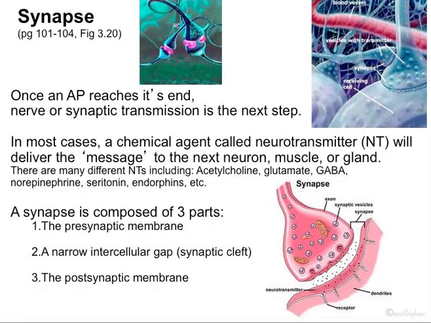So let's look at it a little more closely. When we look at the synapse, we have three parts. We have a presynaptic area, that's a presynaptic membrane. That's the nerve that brings the stimulus down to its end. And then we have a space, a synaptic cleft, an intercellular gap, where those two don't touch. So there's a physical space in there. And at the other end of that gap, we have a postsynaptic membrane.